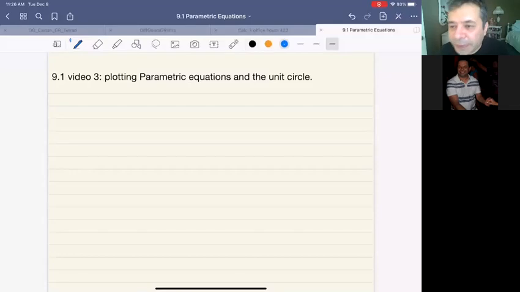All right, welcome back. So there's another type of parametric equation that we work with a lot, and that's related to the unit circle. So let's take a look, remind ourselves real quick about the unit circle.